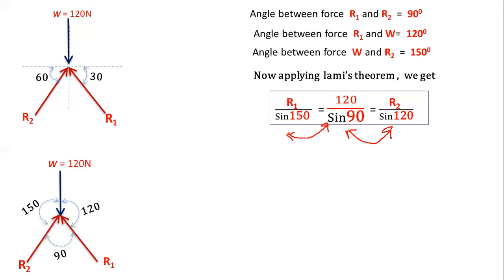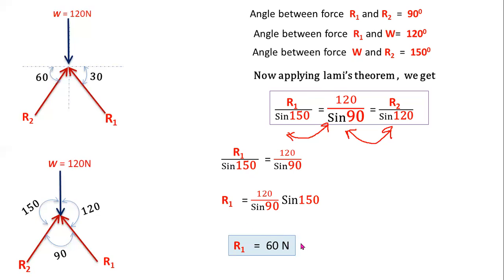First of all, you have to resolve these two terms to determine the value of R1. Now you have to consider these two terms as they are and apply cross multiplication. After that, the reaction force R1 equals 120 divided by sine 90 into sine 150 degrees. From this equation, the value of reaction force R1 is 60 newtons.